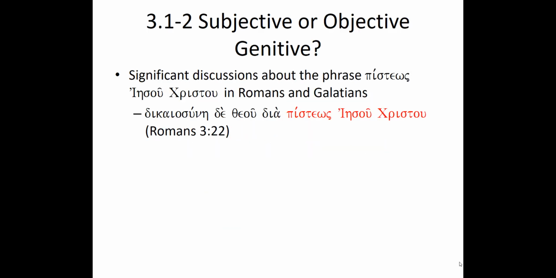In this discussion of verbal genitives, is the genitive doing the action or receiving the action? There have been significant discussions about a particular phrase in Paul. It's pistis Jesu, the faith or faithfulness of Jesus. Now I put it here in the exact genitive form that it appears, pisteos Jesu Christou. So for example, Romans 3:22, dikaiosune de theu dia pisteos Jesu Christou.